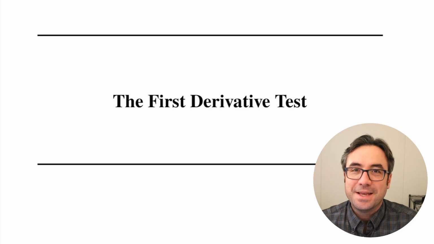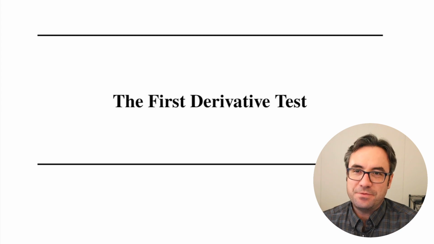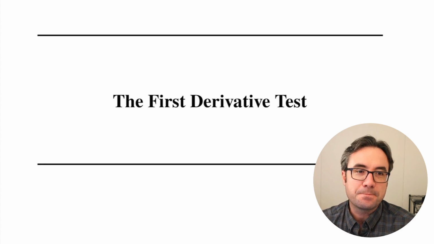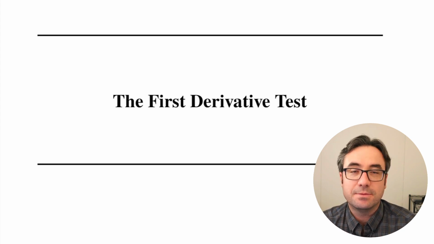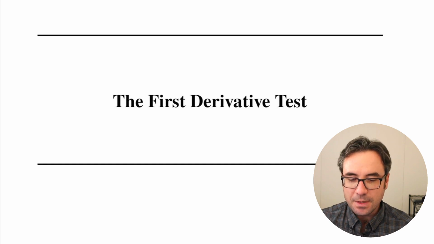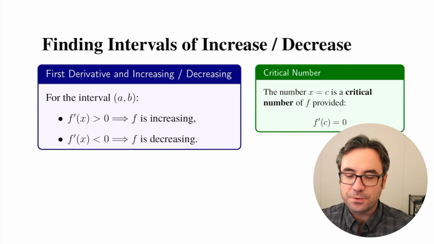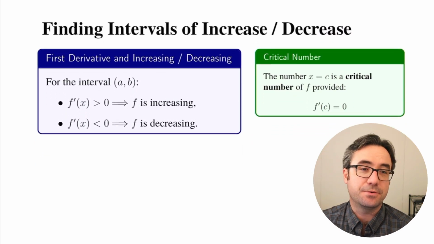Welcome, everyone. In this lesson, we're going to see how to use the first derivative to help us find the intervals where our function is increasing and the intervals where it's decreasing, and then also help us to locate where we might have a minimum or a maximum for our function. So let's start with our first derivative and how it relates to the intervals of increase, decrease.